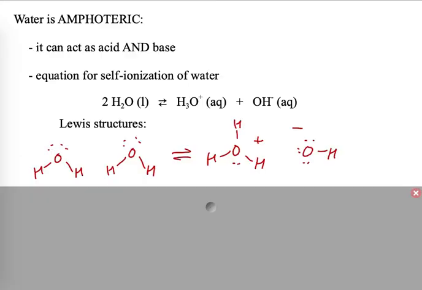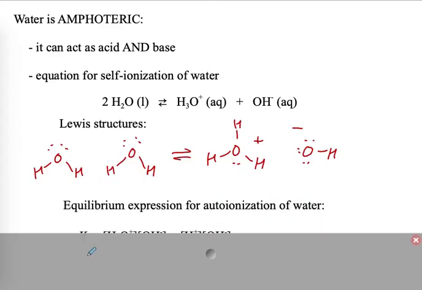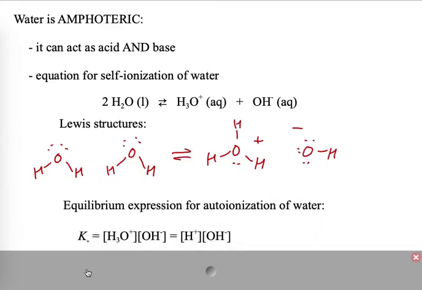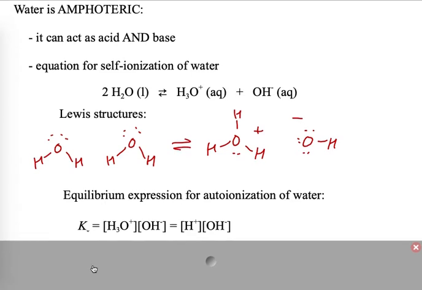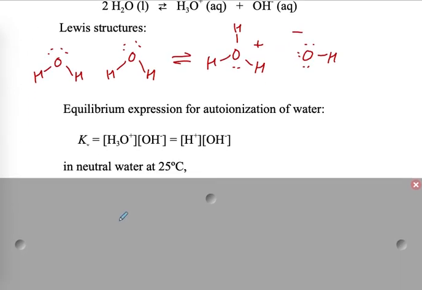Okay. Here is the equilibrium expression for the autoionization of water. K, which you'll recall we label as Kw for the self-ionization of water, is equal to the product of the concentrations of the hydronium ion and the hydroxide ion, or H+ times OH-. We leave out the liquid water on the reactant side because it is the solvent and its concentration is so large as to be effectively constant.